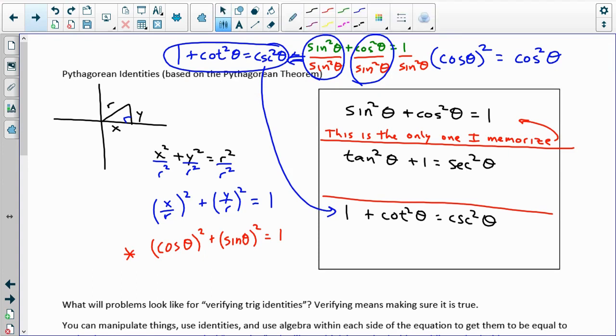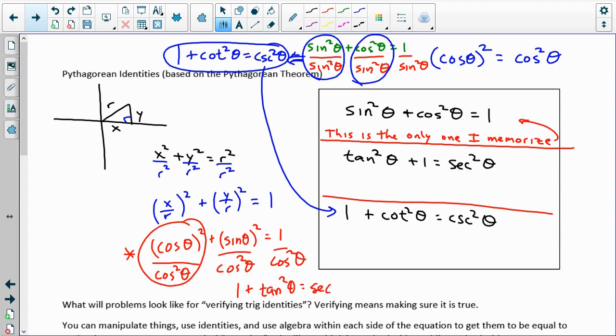Likewise, if I divide sine squared plus cosine squared equals 1 by cosine squared, this becomes 1. Sine squared over cosine squared is tangent squared, and 1 over cosine squared is secant squared. That's how I get the middle one. So I only memorized the first one, but all of them are very important, and you will use them all the time. Now, what do these problems look like?